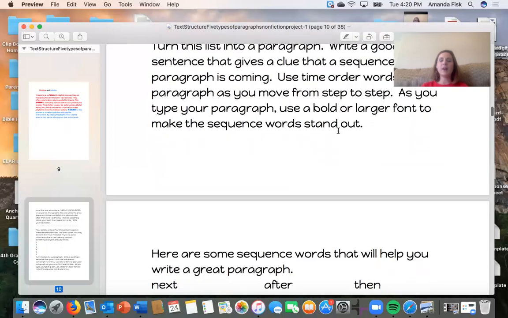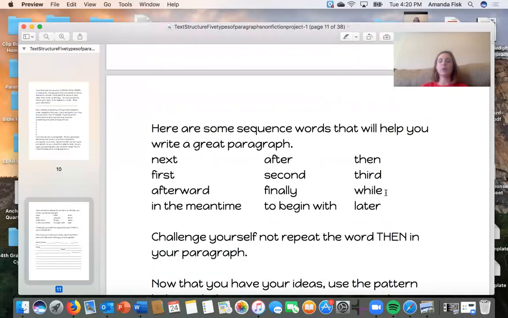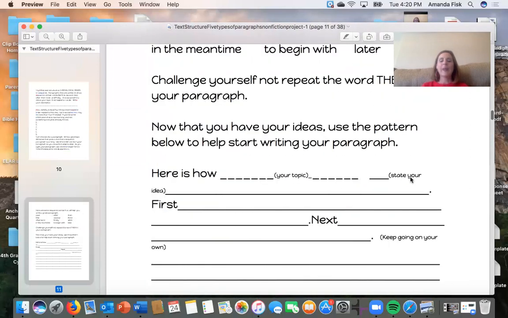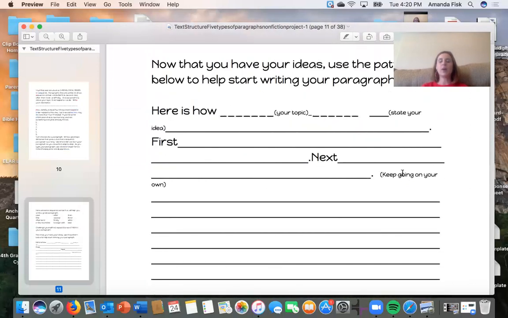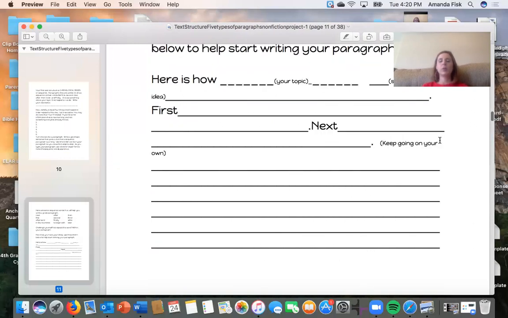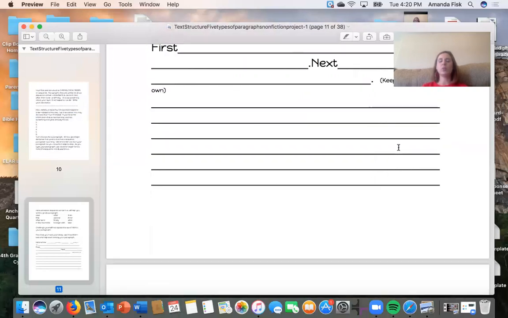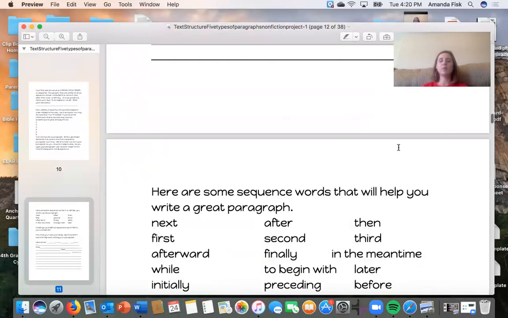And then it kind of guides you through the paragraph. It gives you some more words that you can use to show sequence. And then it gives you the little format for the paragraph. So you could do something like, here is how a jellyfish goes through its life cycle first, and then you would tell me everything that happens in order. And then it just tells you keep going on your own. And of course you would use those transition words and highlight them, those sequencing words.